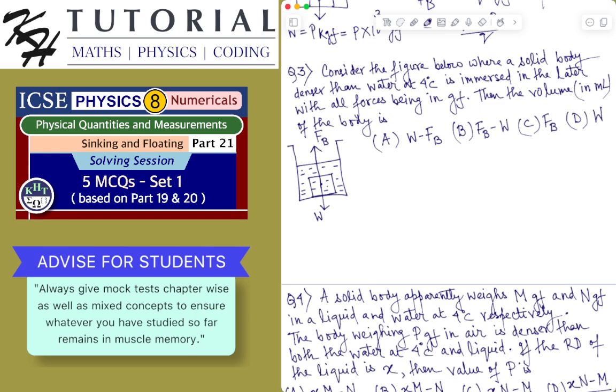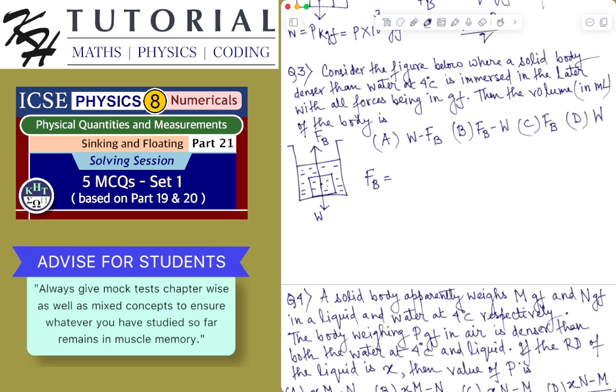We know that since the body is completely immersed, the buoyant force or the upthrust is equal to the weight of the displaced liquid, which is water at 4 degrees centigrade, which has a volume equal to the volume of the body. Now, if we consider the volume of the body to be V mL, what will be the mass of the displaced liquid?